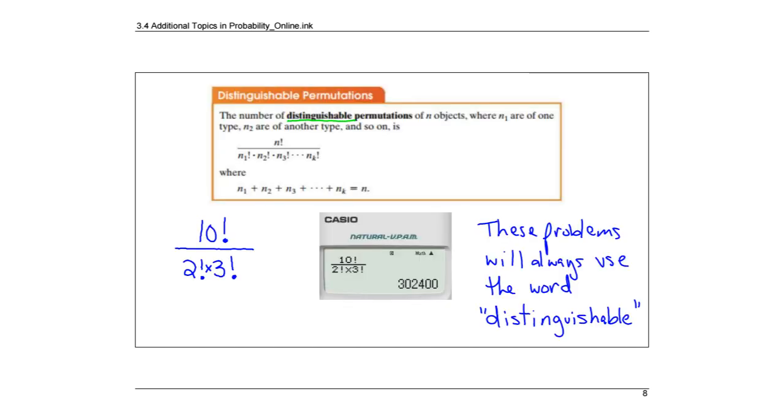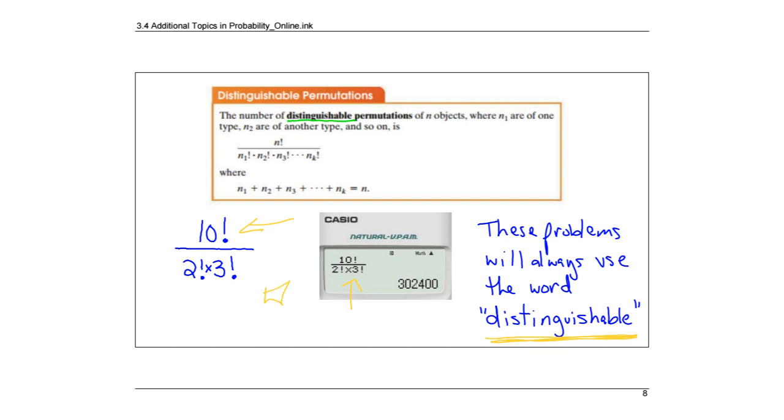Okay, so distinguishable looks a little bit different, but it will have that word. So the problem will literally say distinguishable, and that's how you're going to know to use this formula. What happens is you're going to use the total number. I'm going to show you a problem in a few minutes. You have the total number on top as a factorial, so this 10 factorial, and then you have the other numbers underneath. But with the Casio, you have to put the multiplication symbol in there.